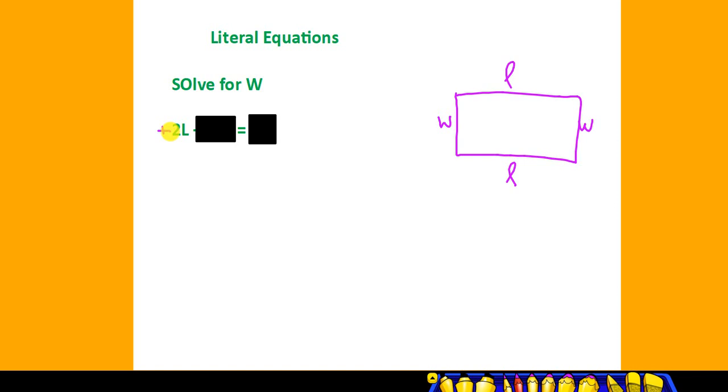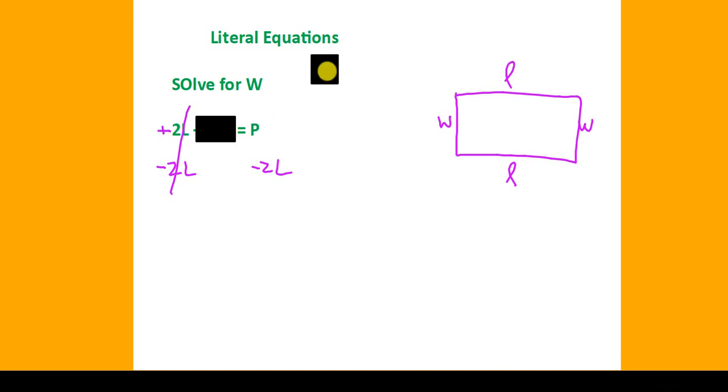The sign of 2L should be before 2L. So that's positive, and we have to undo that: minus 2L. But remember, we always have to do it on both sides. We call that the subtraction property of equation. Now what's going to happen to my 2L minus 2L? It's just 0. But on the right side, this is the only difference. On the right side, we cannot combine them because they are not like terms. So all we need to do is just rewrite this as P minus 2L.